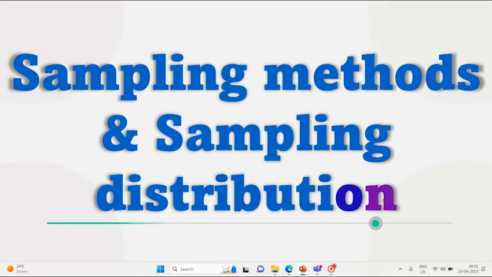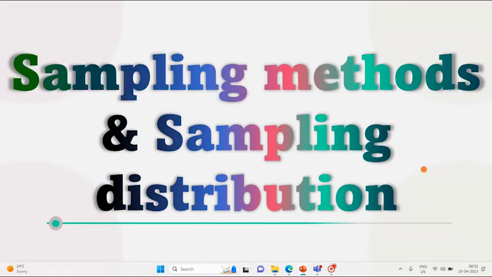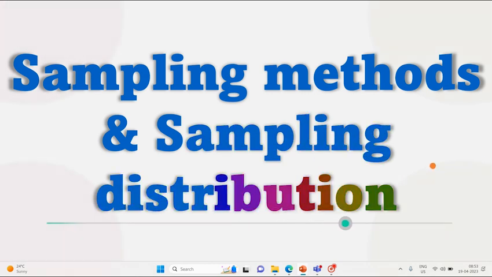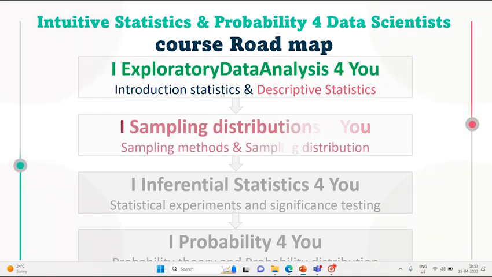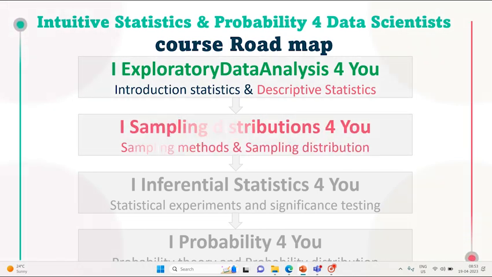Welcome to yet another course of the Intuitive Statistics and Probability for Data Scientists course, under which we will be looking into sampling methods, sampling distribution and research methodology. This course is part of the Intuitive Statistics and Probability for Data Scientists course, and this course is named Intuitive Sampling Distributions for You. So here we will be learning about sampling methods and sampling distributions.